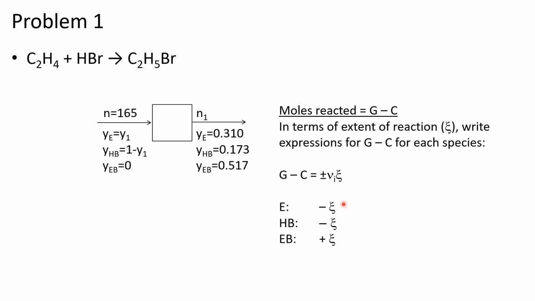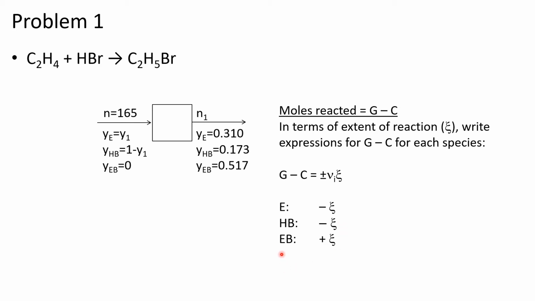This is a generation minus consumption term for ethylene. For hydrogen bromide, if we look over here at the balanced chemical reaction, it too is a reactant, and its stoichiometric coefficient also is 1. So we'll have exactly the same expression for the generation minus consumption term for hydrogen bromide as we do for the ethylene. We'll have a minus because it's a reactant. We'll have a 1 here, which is hidden, but is there because its stoichiometric coefficient is 1, and then we'll have xi, the extent of reaction.